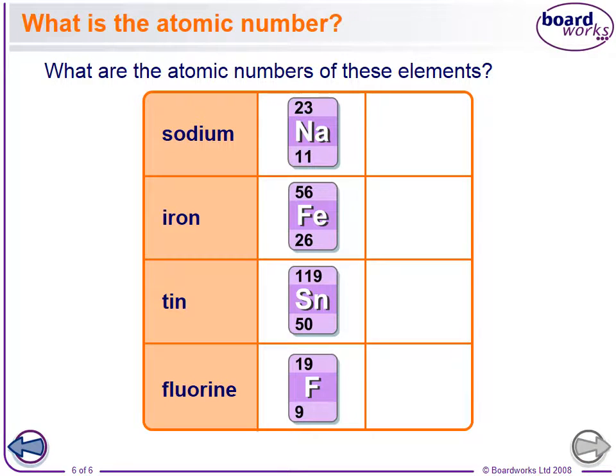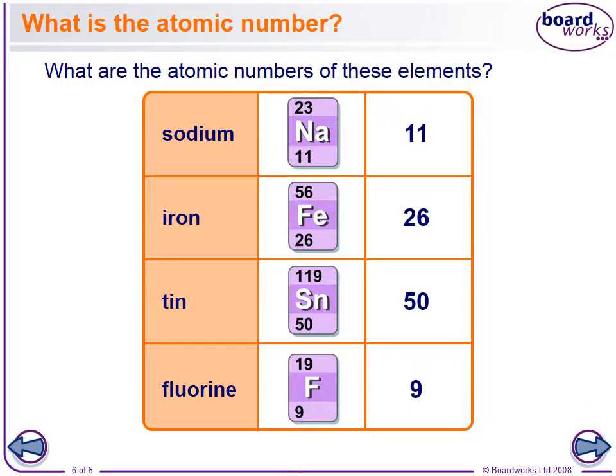So let's practice really quickly. What are the atomic numbers of these elements? Sodium. Remember, you're looking for the smaller number. Sodium has 11 protons. How about iron? Yep, 26. How about tin? 50. And fluorine has 9.